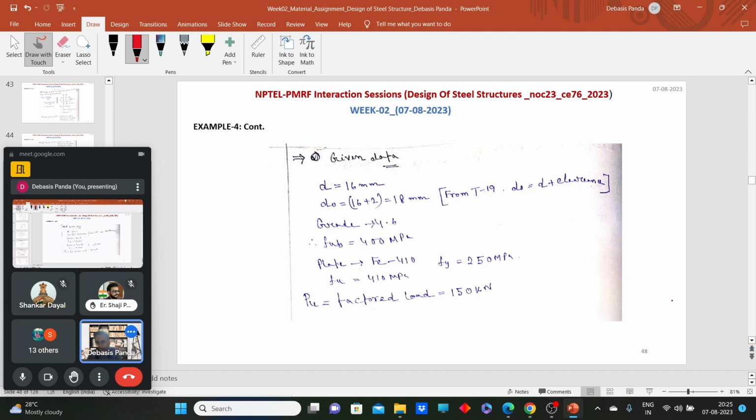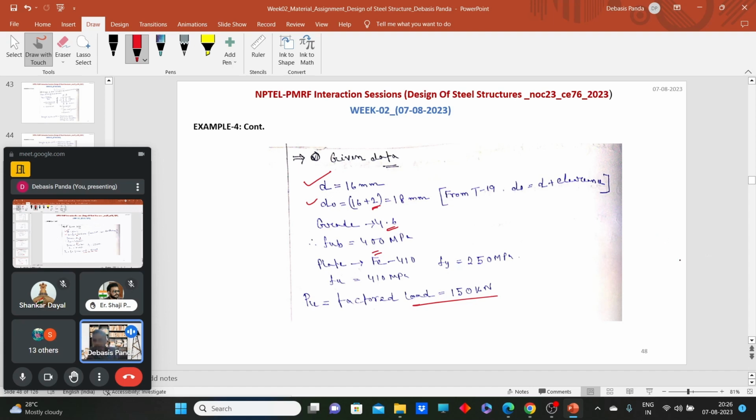First, what is the given data? Diameter of bolt. From that, we can calculate the diameter of bolt hole. For the 16 mm dia bolt, the clearance will be 2 mm. Now, grade of bolt is given as 4.6. Now, factored load is also given, 150 kilonewton. That load we need to transfer through that joint.